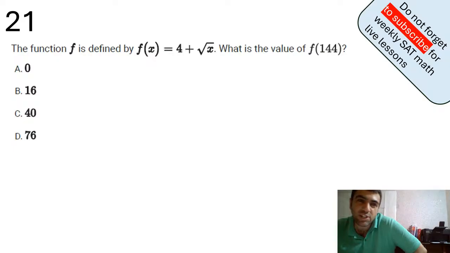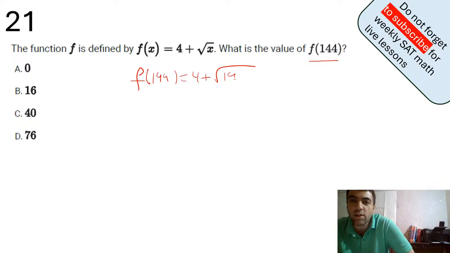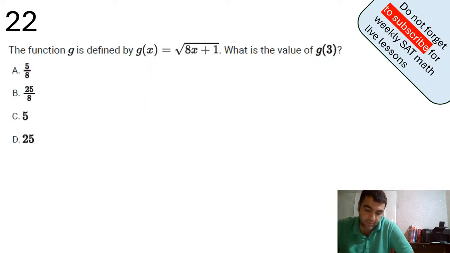Next question. The function f is defined by f of x. What's the value of f of 144? You say it is B. Let's have a look. f of 144 is equal to 4 plus square root of 144, 4 plus 12, 16. This is B. You were right, guys. Next question.